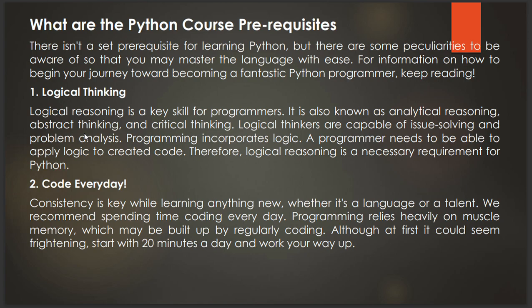Logical thinking. Logical reasoning is a key skill for programmers. It is also known as analytical reasoning, abstract thinking and critical thinking. Logical thinkers are capable of issue solving and performing analysis. A programmer needs to be able to apply logic and create code. Therefore, logical reasoning is a necessary requirement for writing Python code every day. Consistency is key while learning any new language.